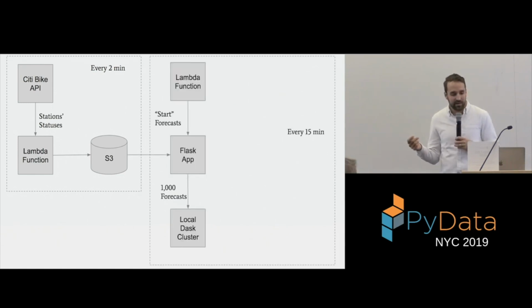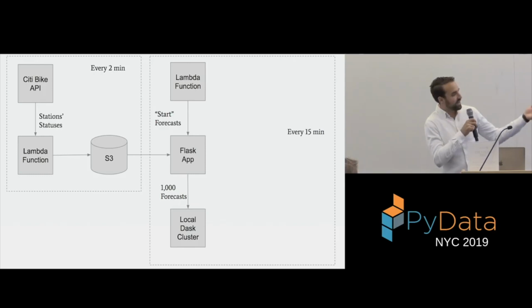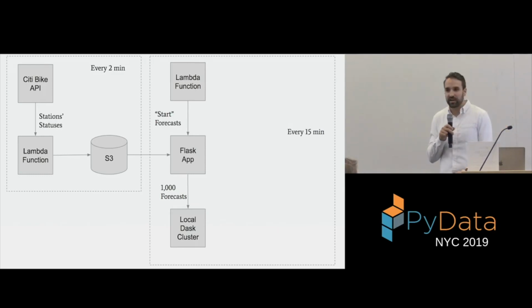There's then another Flask app, where I have a little Lambda function every 15 minutes that pings the Flask app and says, hey, start making some forecasts. The Flask app has 1,000 models that I've trained for the 1,000 stations in the city, running on a tiny little EC2 instance. And then, PyData shout out, I have a little local Dask cluster running, which allows the Flask app to submit 1,000 forecasts to the Dask cluster. Each of these tasks generates a 2-hour forecast. So in 5-minute increments over the next 2 hours, how many bikes will be at every station in the city?